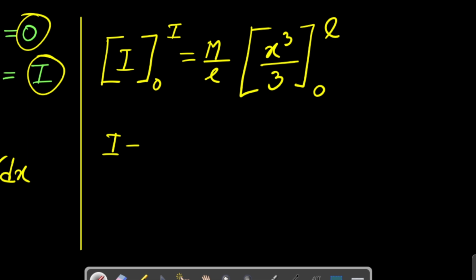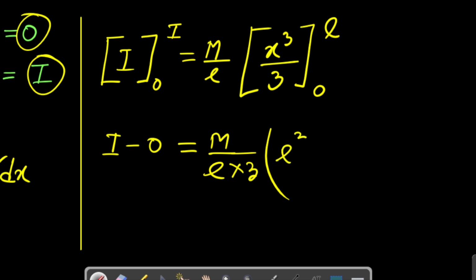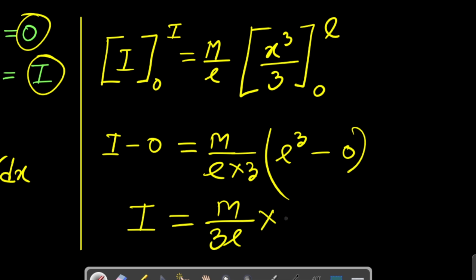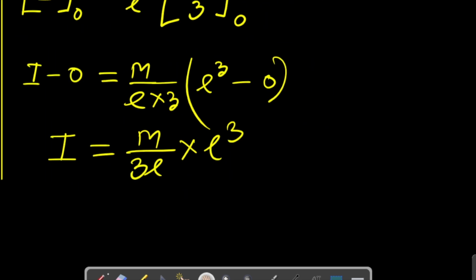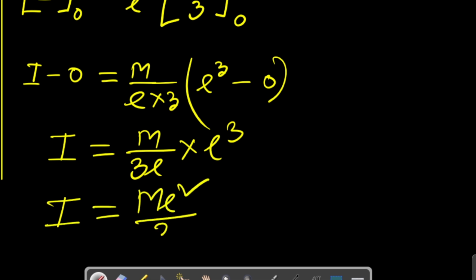Then we use a minus sign, and replace I with the lower limit 0. Okay. M divided by L, 3 is a constant, so 3 comes out, and here only x remains. At first we put the upper limit, x replaced by L. This is the cube. Then use a minus sign, and x represented by the lower limit 0. Okay. So I is equal to m divided by 3L into L cube. If we complete this equation, we get the moment of inertia mL square divided by 3.